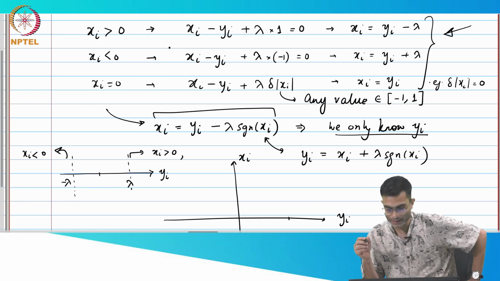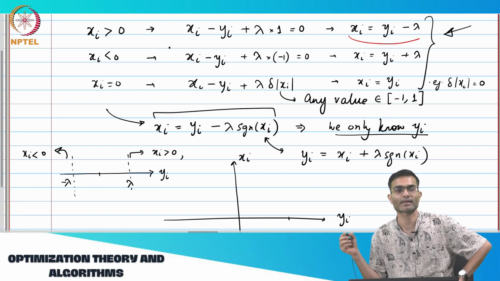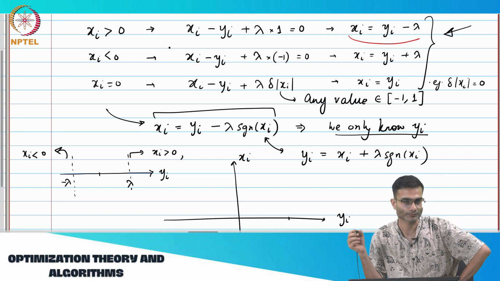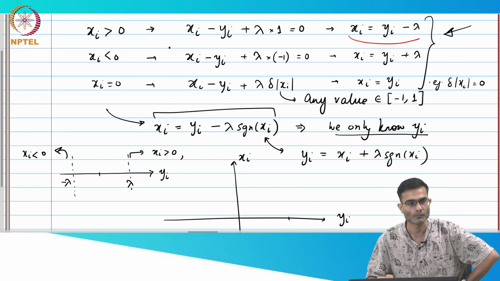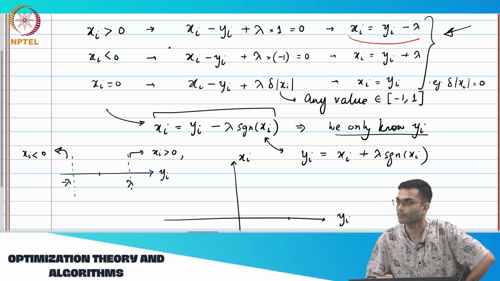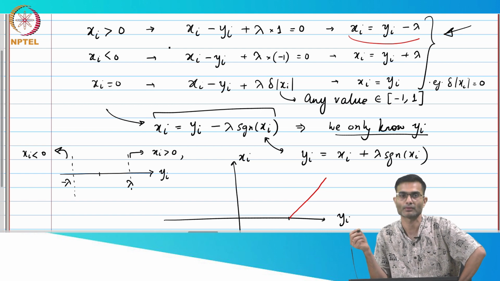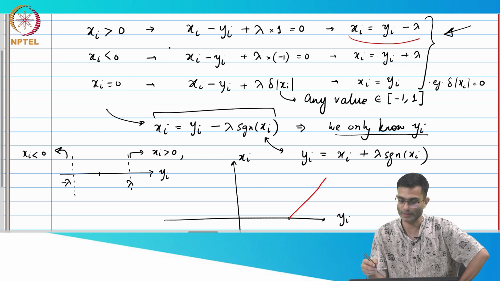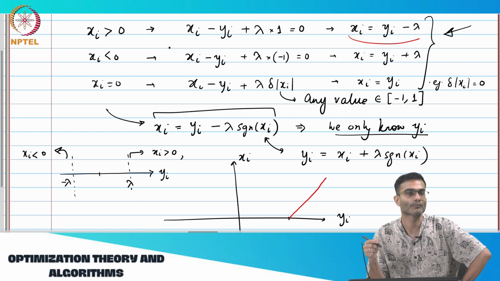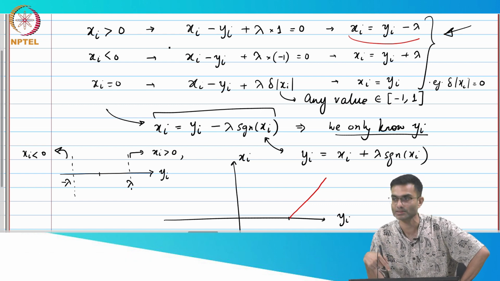When xi is greater than 0, we have xi is equal to yi minus lambda. That's the equation of a line. How does this line look? Slope is going to be negative, positive, or what? Positive, right? Because in this equation, what is the intercept? Minus lambda. y is equal to mx plus c. m is 1, c is minus lambda, so it's down.